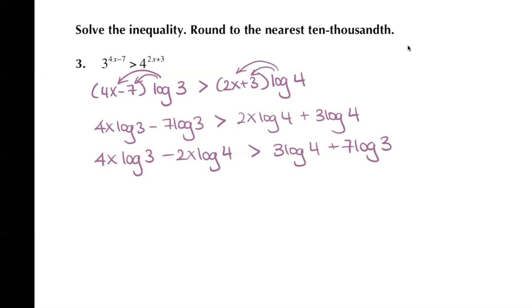The x's. Good. All right, so I get x parenthesis. What's left? 4 log 3 minus 2 log 4. Perfect. Nicely done, Raheel. All right, and this one stays the same on the right-hand side.